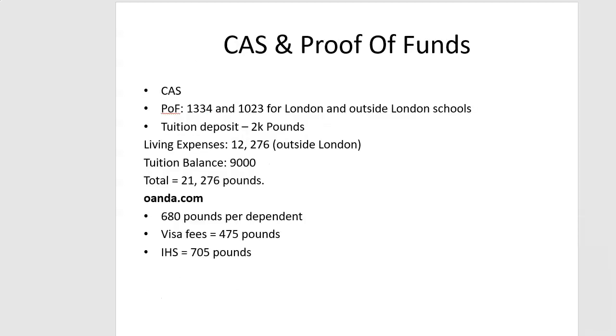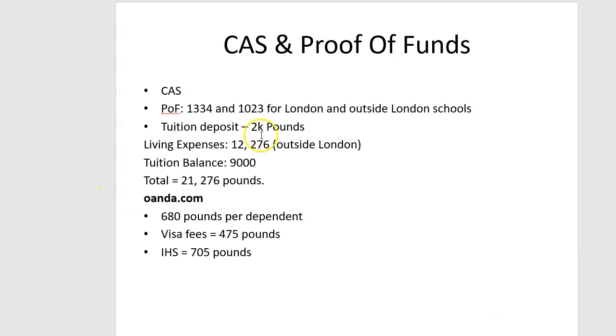After the payment and the documents, your admission is ready, and then you go for the Confirmation of Acceptance of Studies. Before you can get your CAS, you must provide a bank statement. That's your proof of funds, to show the school that you are able to pay the remainder of your school fees, and that you can also afford the yearly living expenses. So this is how it goes.